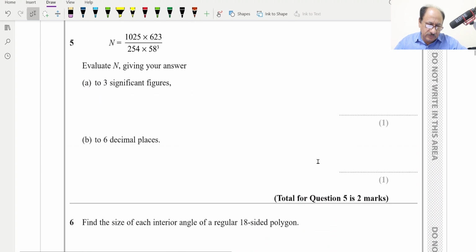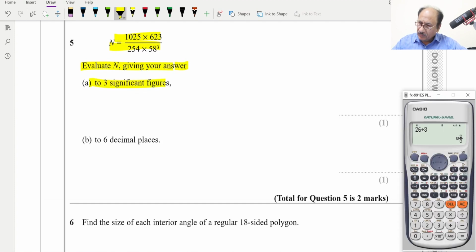Then comes question number 5, and this number n is provided. Evaluate n, giving your answer to 3 significant figures, and this is a calculator-use question. So fraction 1025 multiplied by 623 over, this will be 254, and multiplied by 58 raised to the power 3, and this is equal to 0.102.